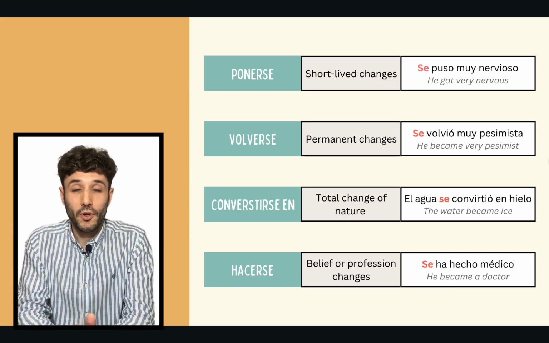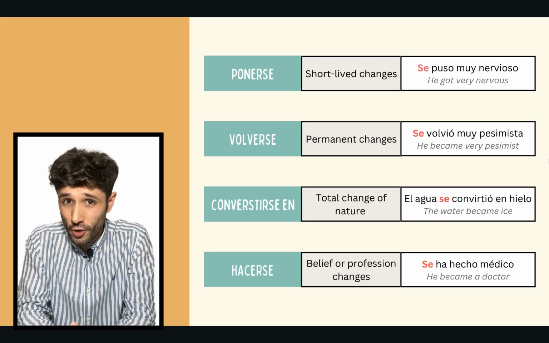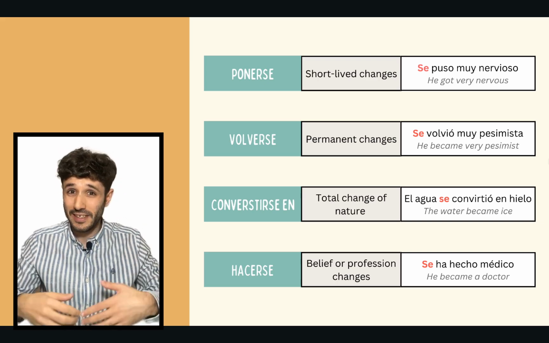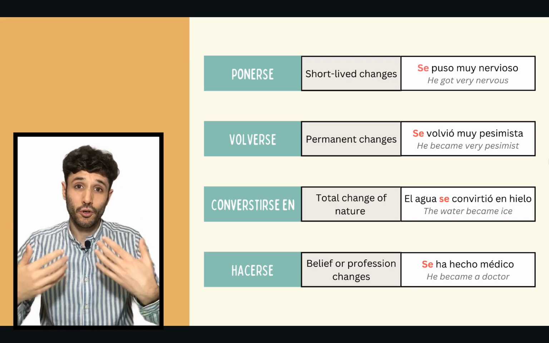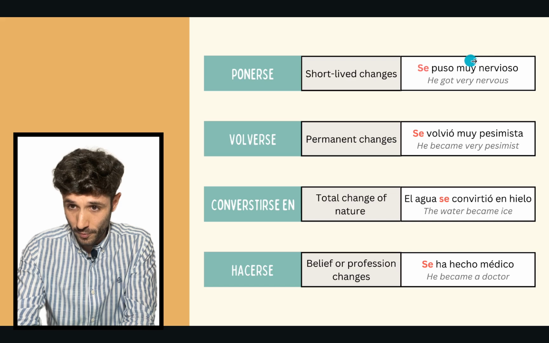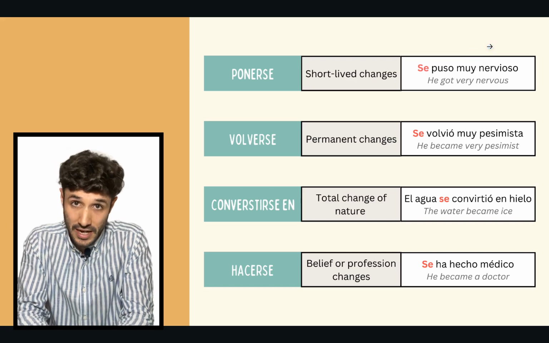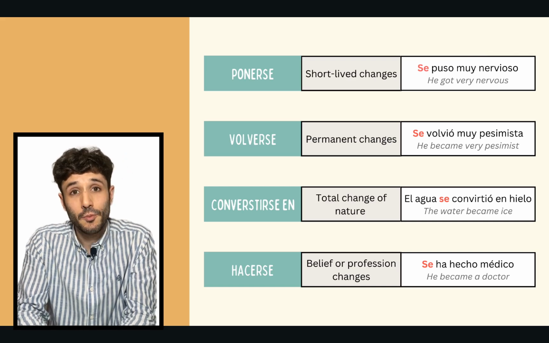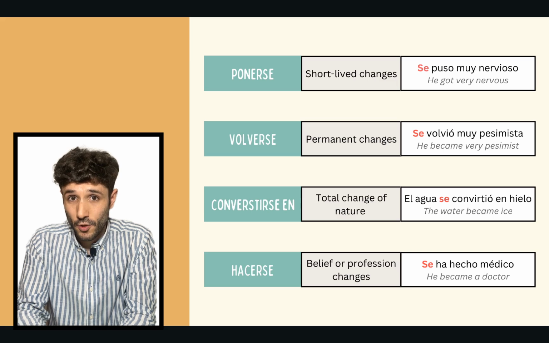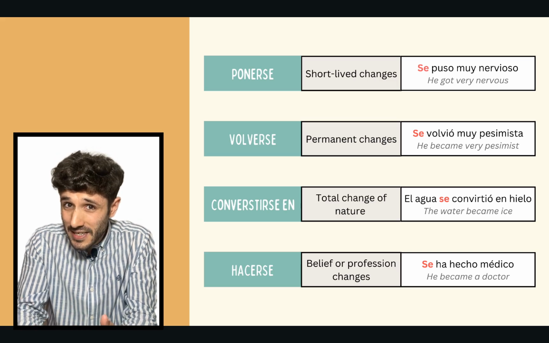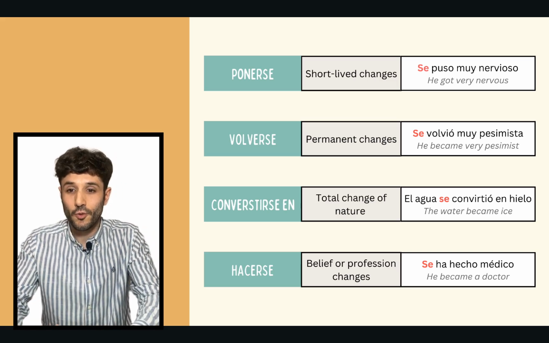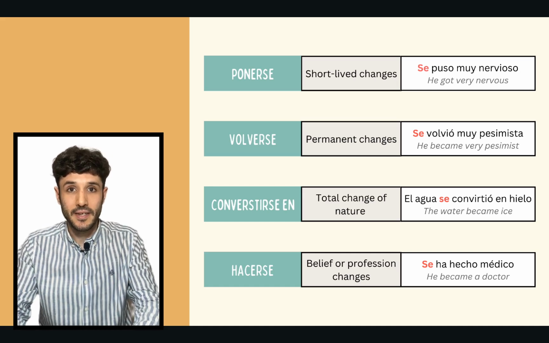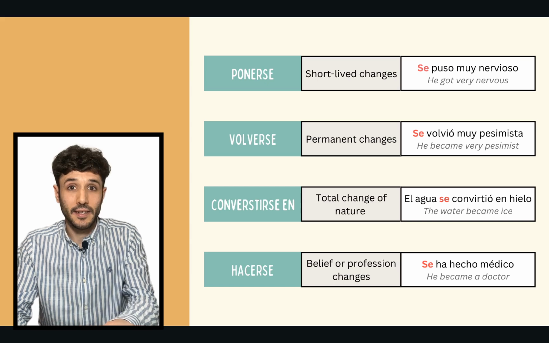So first, ponerse is used for short-lived changes, so normally related to emotions. For example, se puso muy nervioso, the sentence we see over here, right? This is a change of state, a change of emotion, so it's a short-lived change. Volverse is more used with permanent changes, so it's related to personality or some changes that are not so short. Se volvió muy pesimista. Pessimist, again, is personality description.